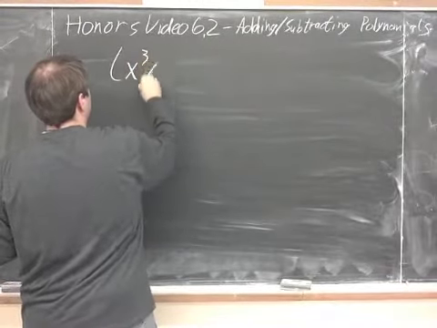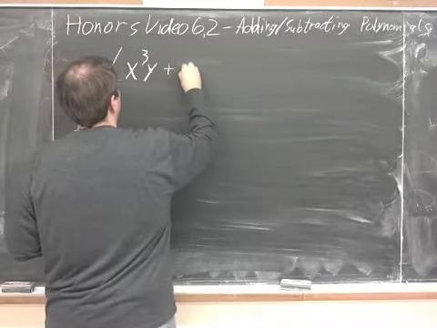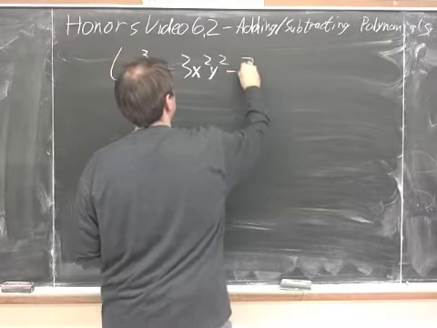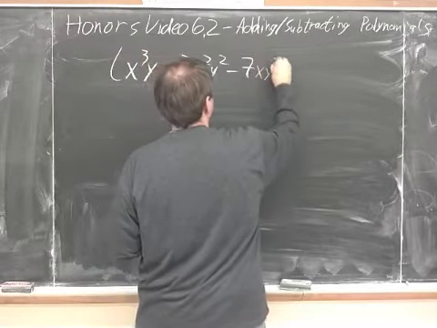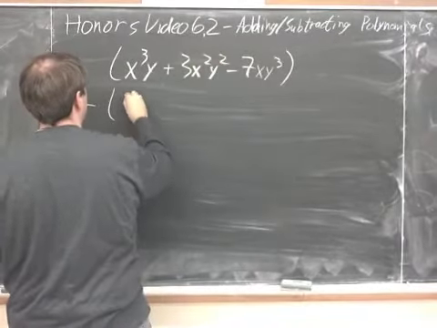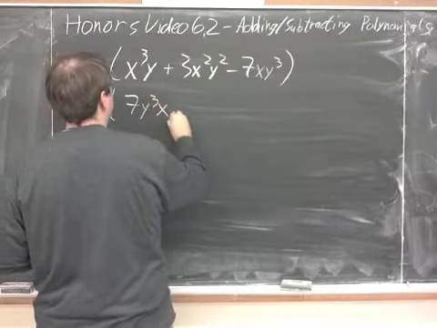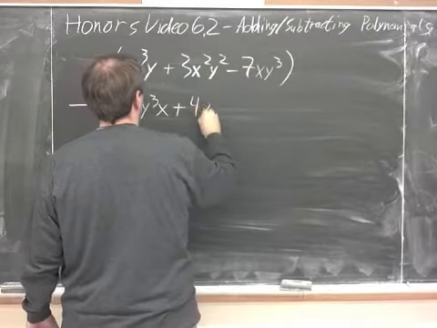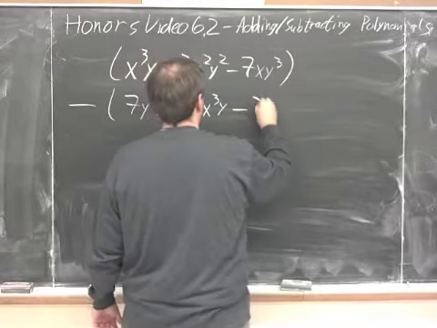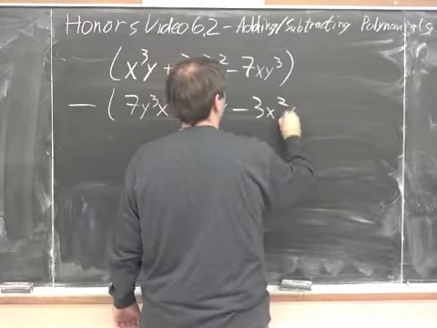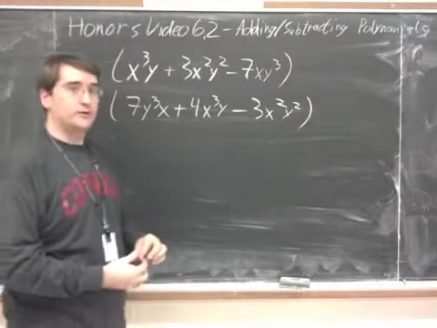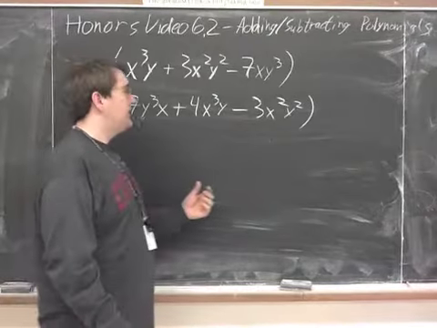x to the third y plus 3x squared y squared minus 7xy cubed minus 7y cubed x plus 4x cubed y minus 3x squared y squared. This will be the polynomials that we're going to subtract from each other.